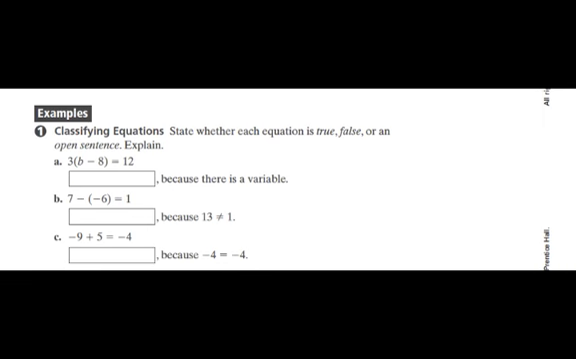For example 1, we're going to classify the equations. We're going to state whether the equation is true, false, or an open sentence. For 1a, it's an open sentence because it contains a variable. For 1b, it is a false sentence because 7 minus negative 6 does not equal 1. It equals 13. For 1c, it's true because negative 9 plus 5 equals negative 4.